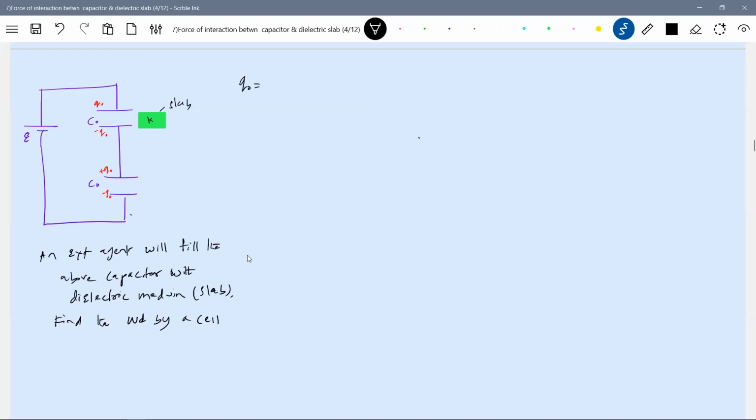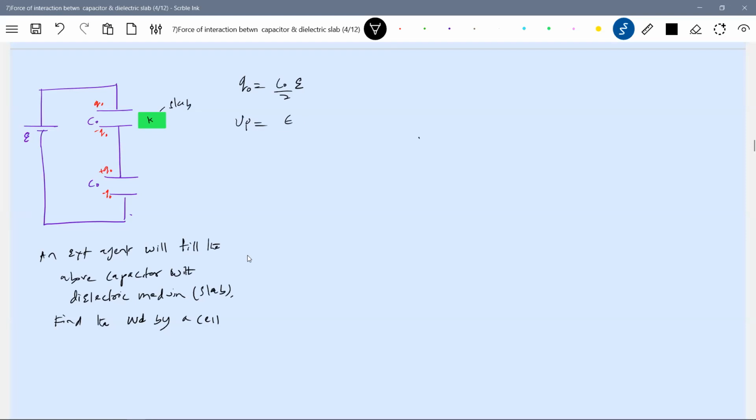Q naught should be equal to C naught by 2 into E, because the effective capacitance will be in series. Then the series effective capacitance will become C naught by 2. So this is the charge in each capacitor. So what is the initial energy in the capacitor?